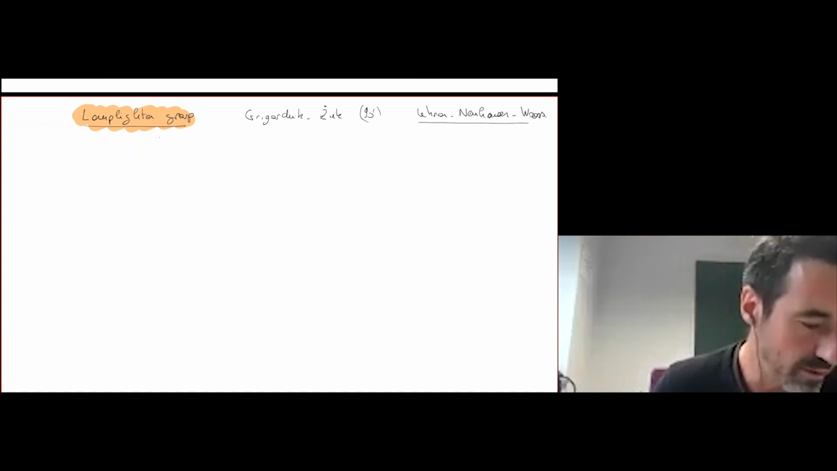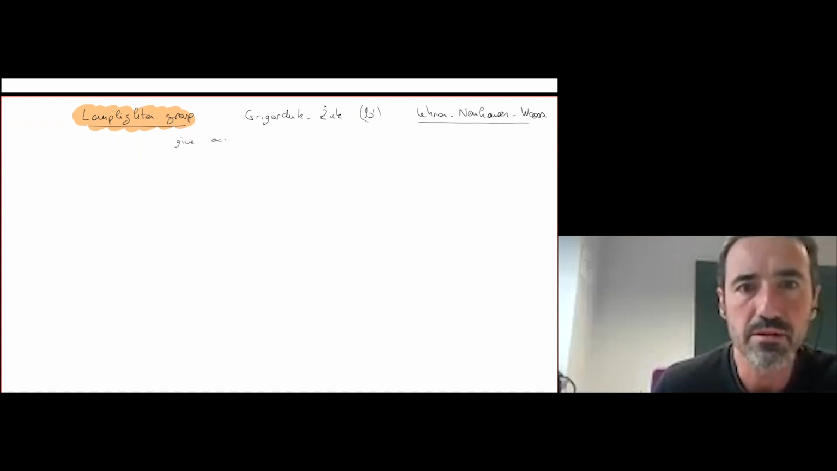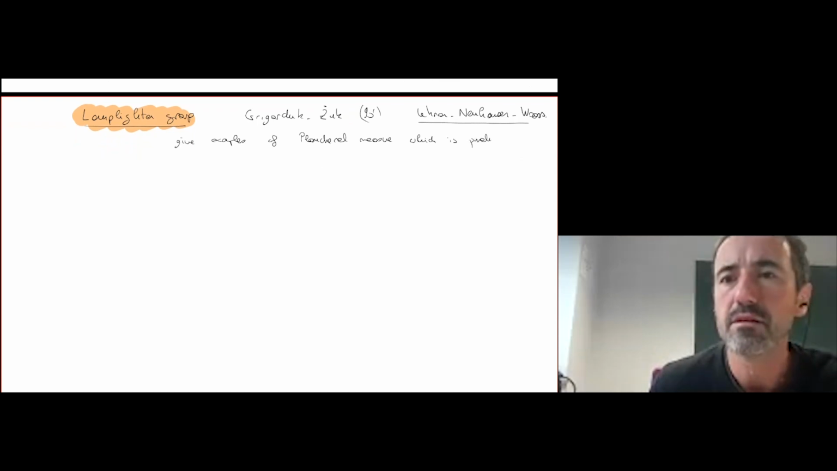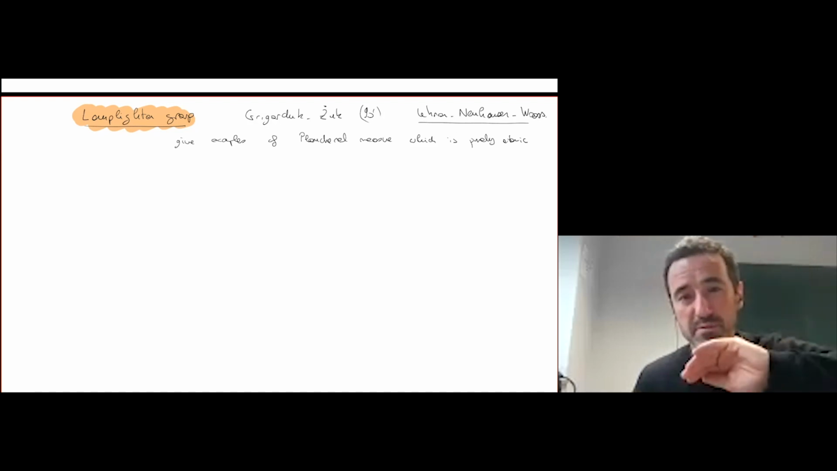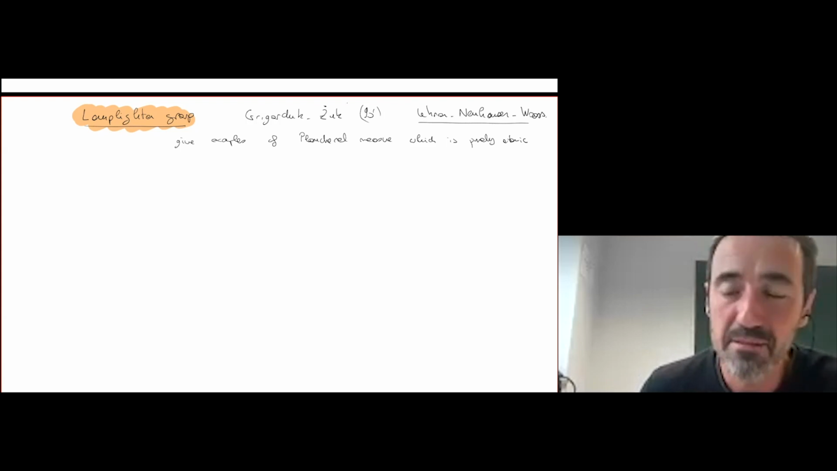Okay, so this Lamplighter group. They have given two examples. They have given, as you will see, an example of a Plancherel measure which is purely atomic. Okay, so it's an infinite group, so it's countable. Of course, if the group is finite, the Plancherel measure has to be purely atomic. But as you will see, it's a group with an infinite number of elements.